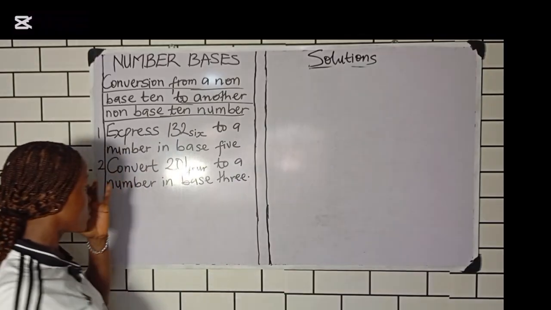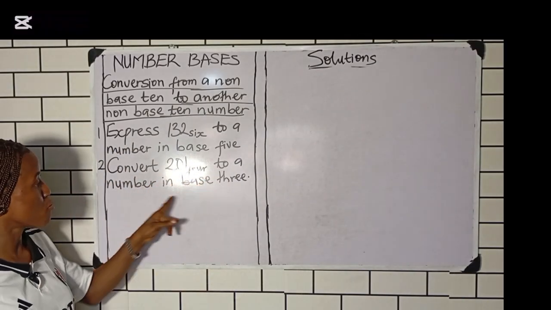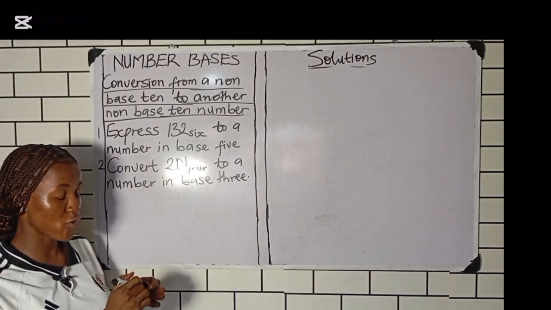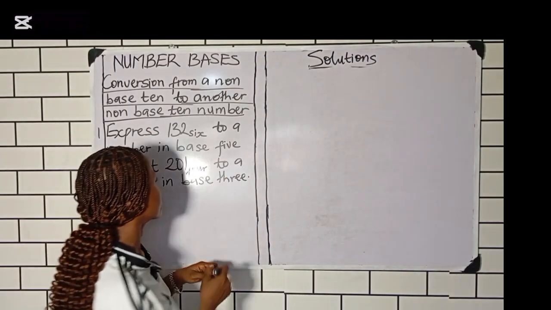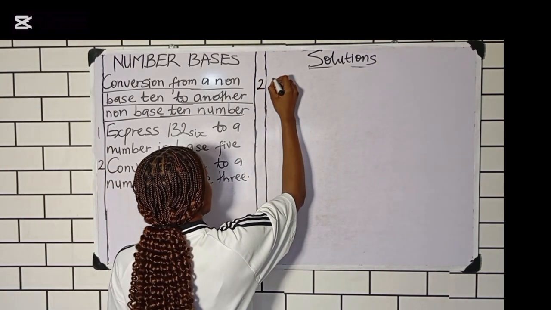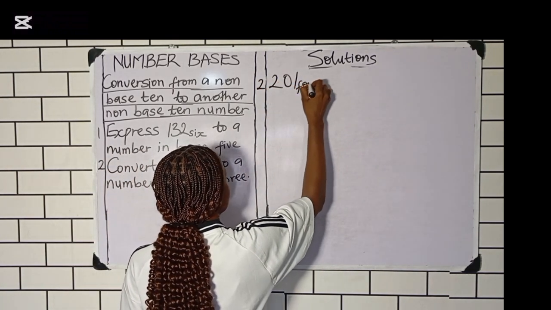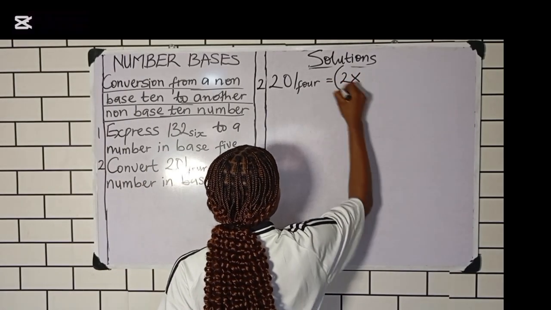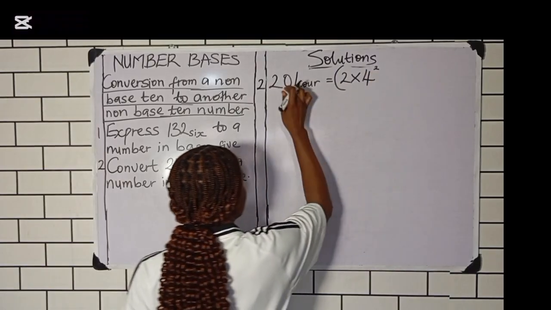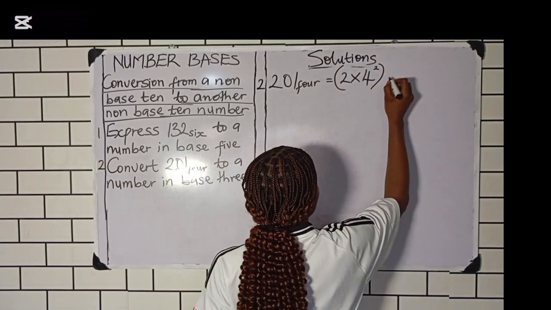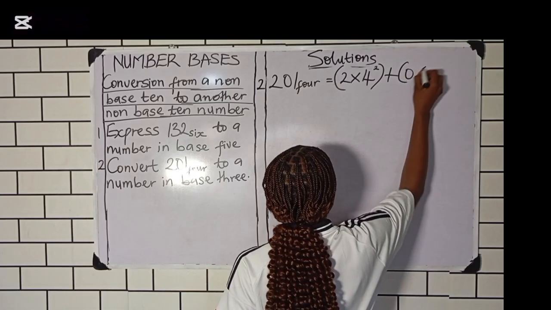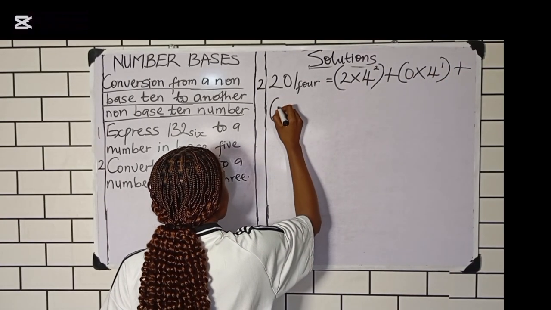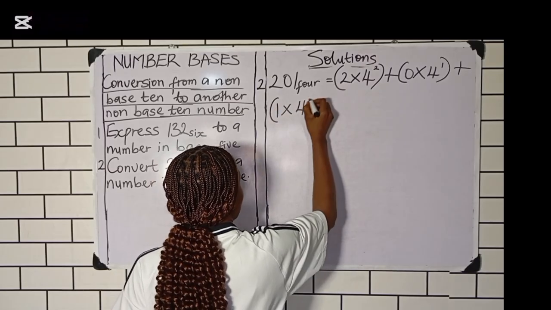Now, question number 2, they say we should convert 201 in base 4 to a number in base 3. Just like we did in number 1, we have to convert this number first of all to base 10, then from base 10 to base 3. 201 in base 4 is equal to, converting it first to base 10, 2 times 4 raised to power 2, because after the 2 you have 2 digits at the back, plus bracket 0 times 4 raised to power 1, plus open bracket 1 times 4 raised to power 0.